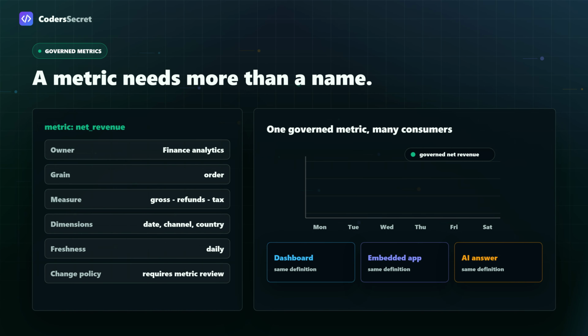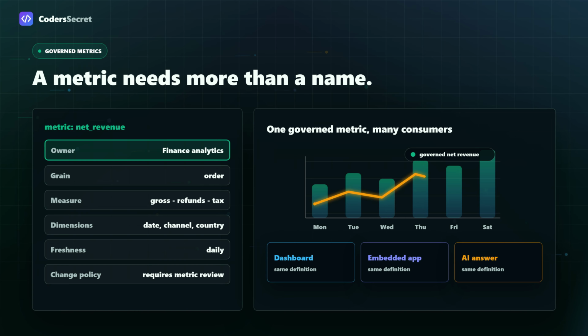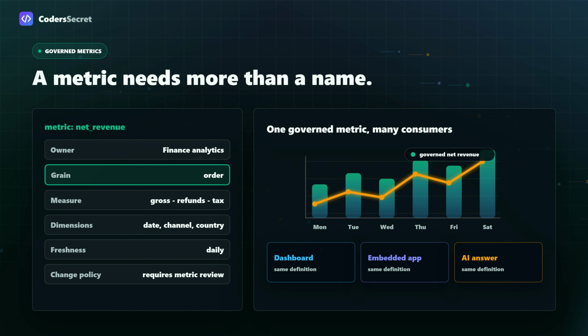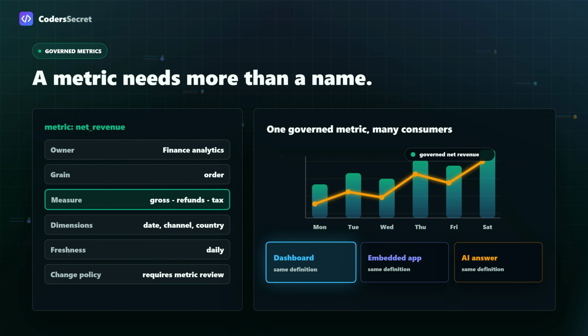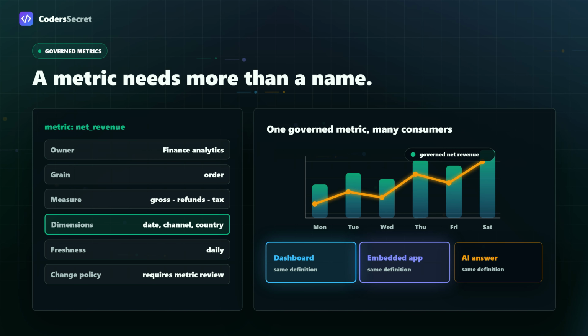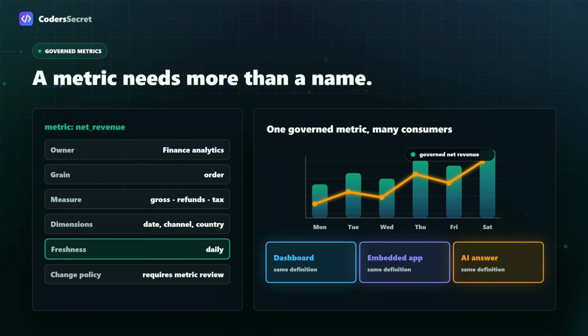The metric card on screen is for net revenue. Notice that it includes more than a SQL expression. It has an owner, a grain, a base measure, allowed dimensions, filters, freshness expectations, and a change policy. This is why the course treats metrics as product APIs. When a dashboard, an app, or an AI answer asks for revenue, it should call the same governed definition.